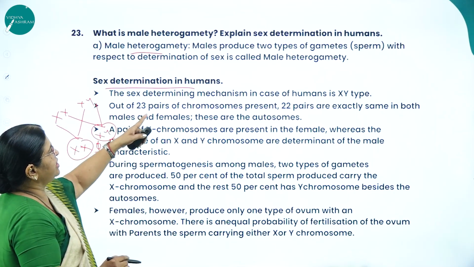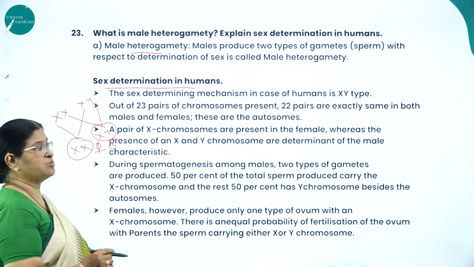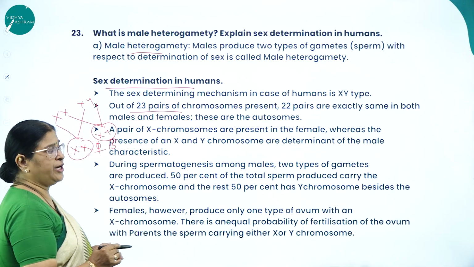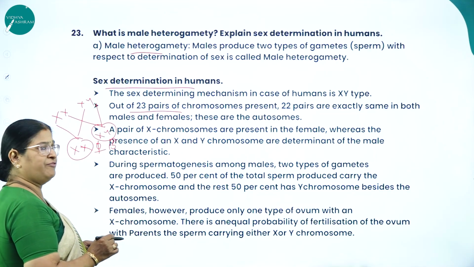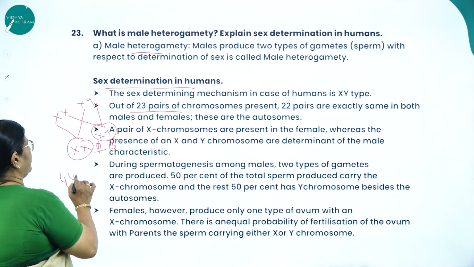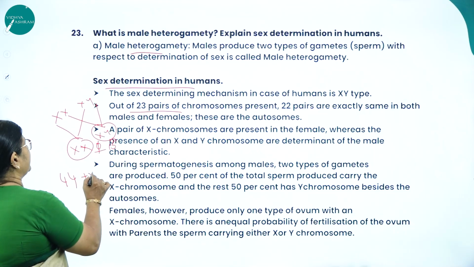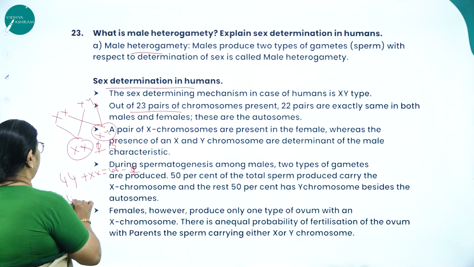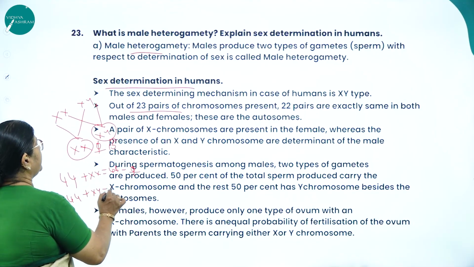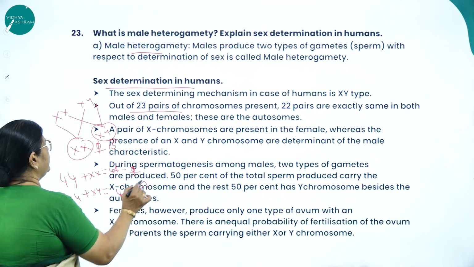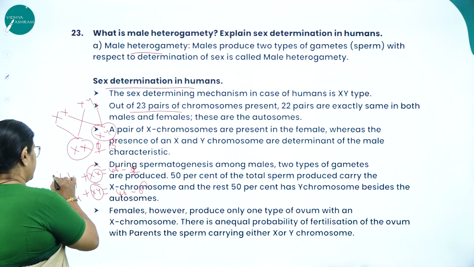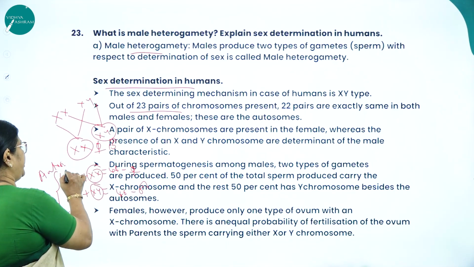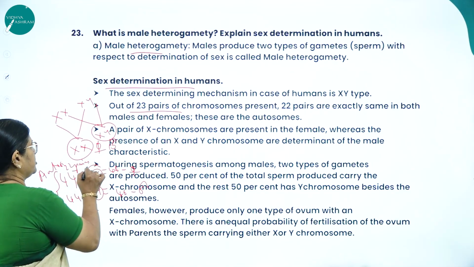So the sex determining mechanism in case of human is called as what? XY type. Out of 23 pairs of chromosomes present, 22 pairs are exactly the same in both male and female. That is, autosomes are the same, 44. The only difference lies in XX in case of females and 44 plus XY in case of males. So the only difference lies here. This is common. Autosomes are the same. 22 pairs means what? 22 pairs means 44 chromosomes.